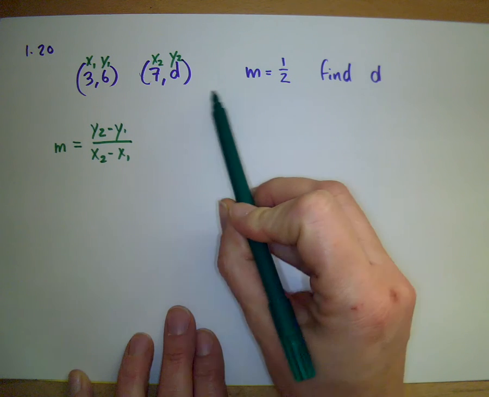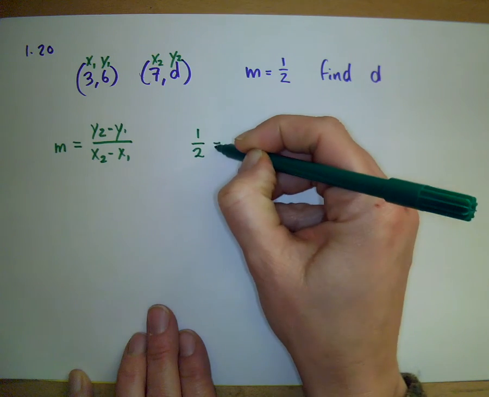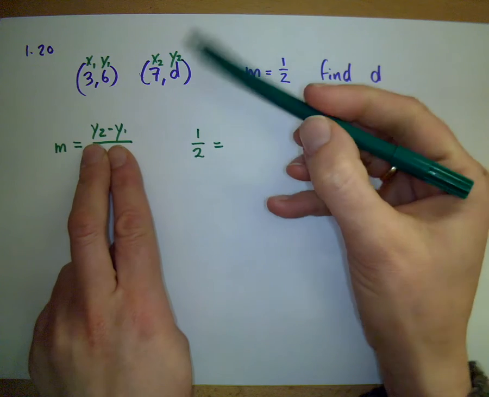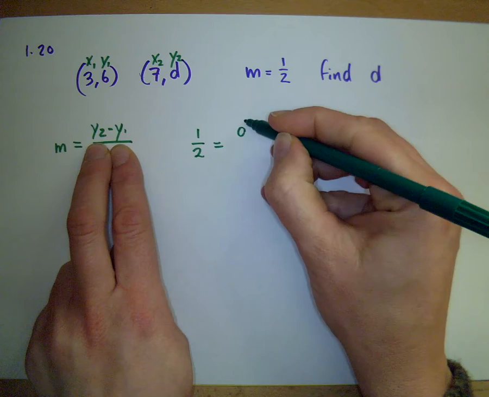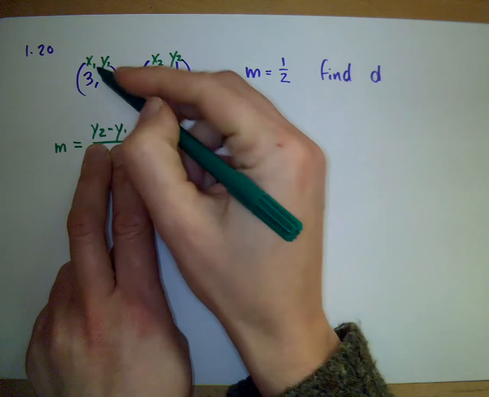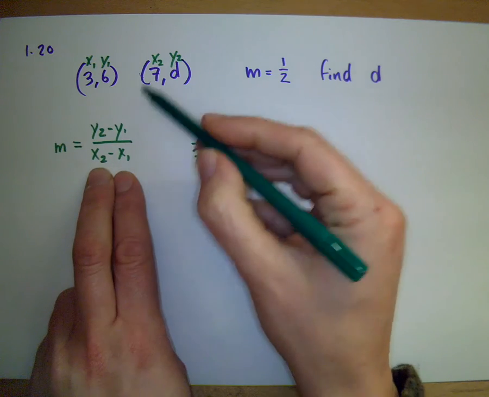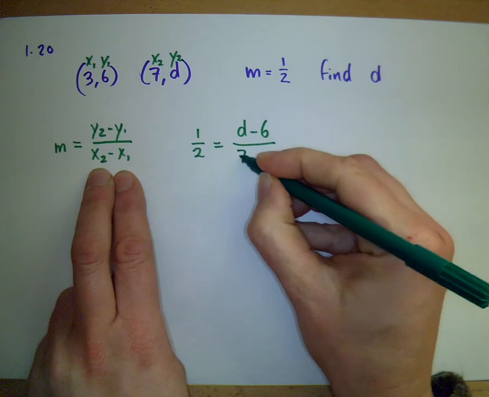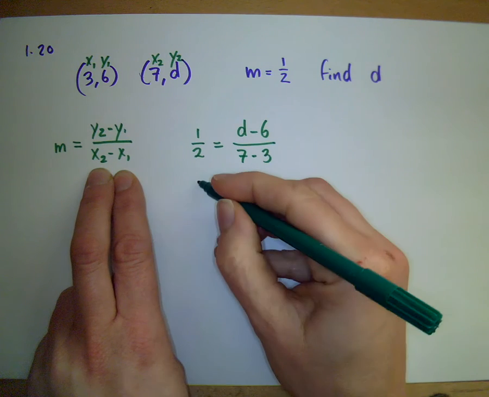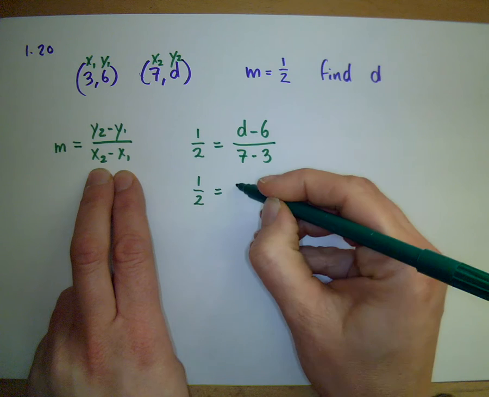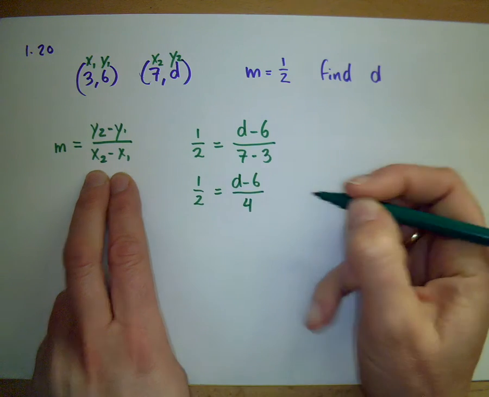We know that the gradient M is actually 1/2. So 1/2 equals the second y value minus the first y value. Y2 here is D minus y1, which is 6, over x2 minus x1. x2 is 7 minus x1, which is 3. So 1 over 2 equals D minus 6 over... can't do anything there, but 7 minus 3 is actually 4.